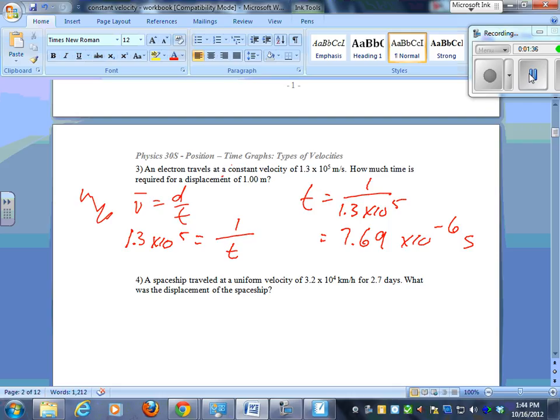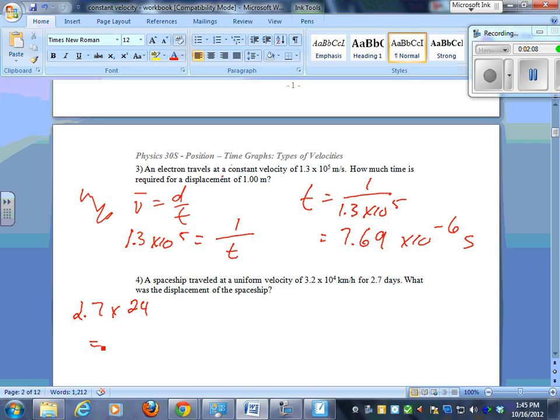All right. A spaceship traveled at uniform velocity of 3.2 times 10 to the 4 kilometers per hour for 2.7 days. 2.7 days, so what do I have to do? Yeah, you have to put days into hours. Got to turn days into hours, exactly. So it's going to be 2.7 times 24 hours in a day, and I hope I don't have to tell you how many hours are in a day. It comes to 64.8 hours.